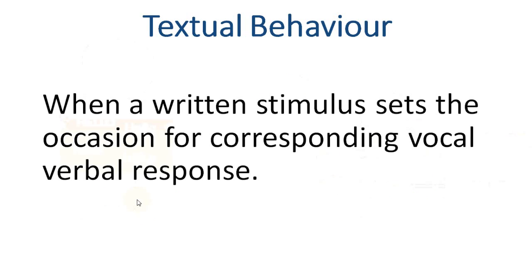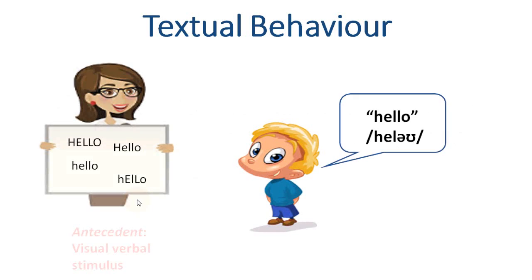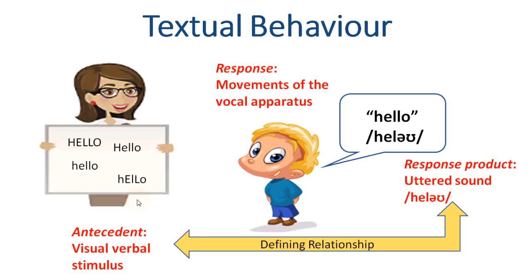Next, we have textual behavior, said to take place when a stimulus sets the occasion for corresponding vocal responses. So in this case, we have a written visual stimulus. That is, our antecedent is a visual verbal stimulus, and the response product is the sound that corresponds to it based on our verbal community. And the response per se would be the movements of the vocal apparatus. But the defining characteristic, as in the definition, is the correspondence between the visual stimulus and the corresponding sound.